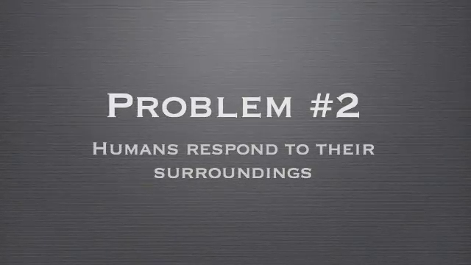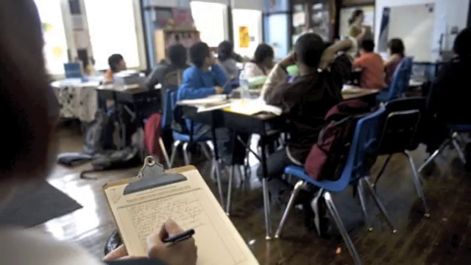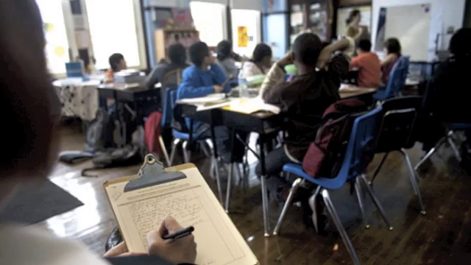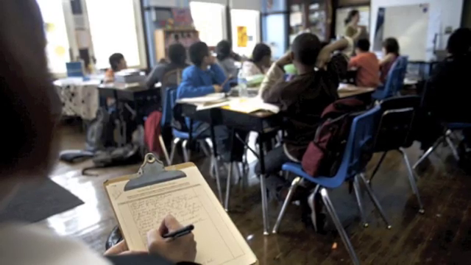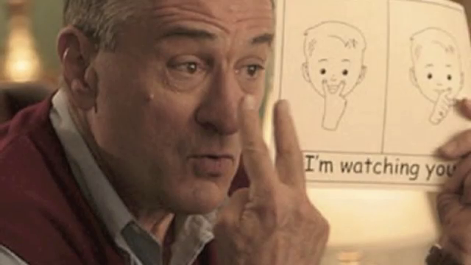Problem number 2. Humans oftentimes respond to their surroundings, so noticing a researcher will change the behavior of the subject. This is known as the Hawthorne effect. I am sure you have been in class where a teacher is being observed by a principal. Take away the obvious bribing by the teacher that he or she offers so the students will behave. A lot of times the students will still act differently when they know they are being watched.